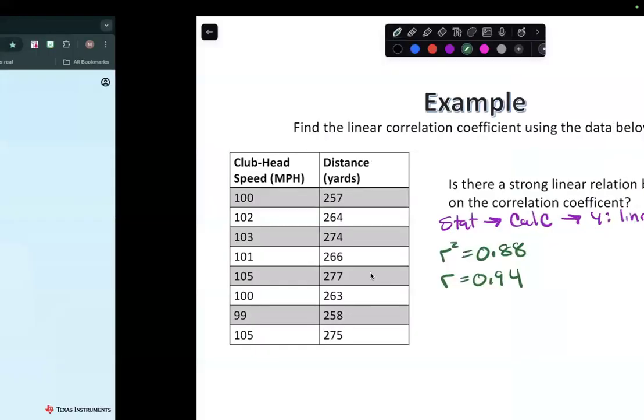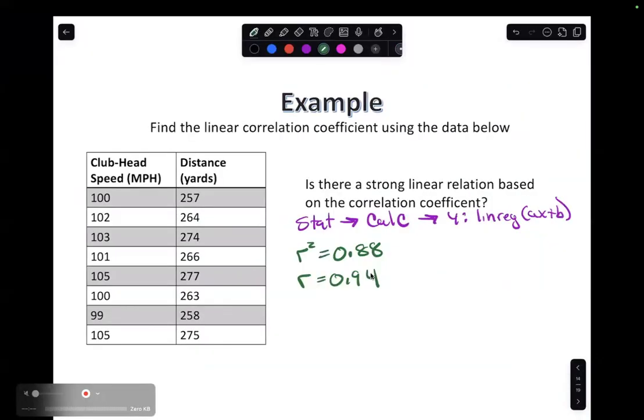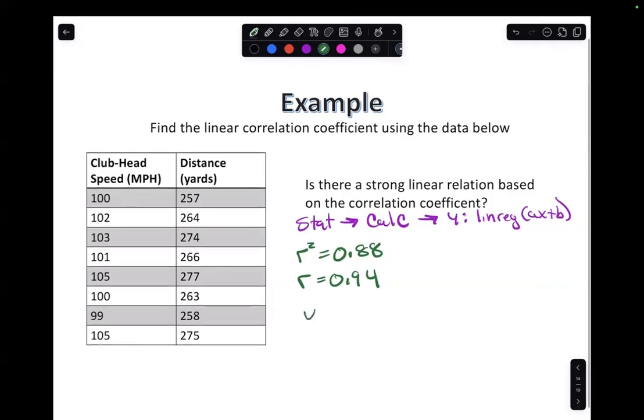All right. So how did we do on finding the correlation coefficient? I wrote the R squared value down because I want to talk about the equation. The R squared value is telling me that 88% of the variation in the distance can be explained by the equation. If I write this equation, y equals ax plus b, the a value, remember, is your slope, and the b is your y-intercept. So 88% of the variation in the distance can be explained by this equation.